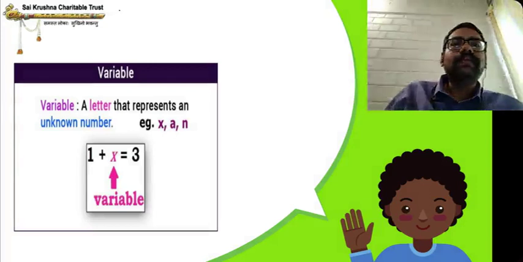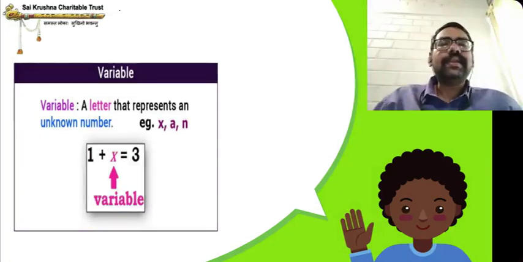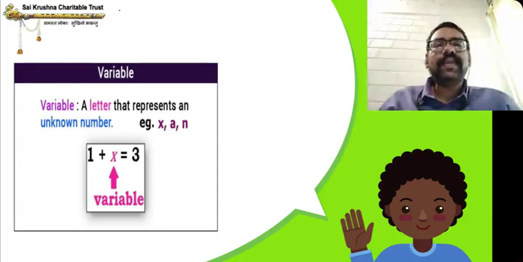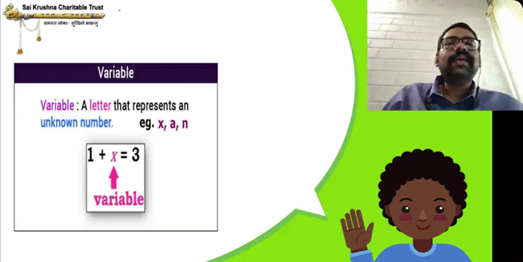Okay. So one more example. A variable is a letter that represents an unknown number. Here, 1 plus x equals 3, where x is a variable. X is written in pink. Examples are x, a, n; any alphabet you can assign as a variable. The value of x here changes. It is not constant. You can give any number of values for x. That is why it is a variable.